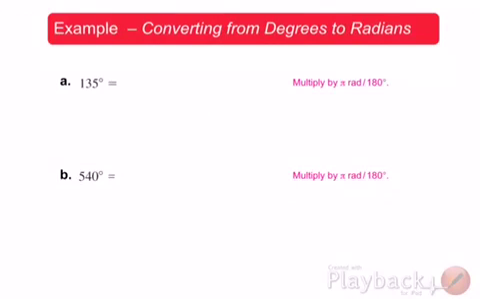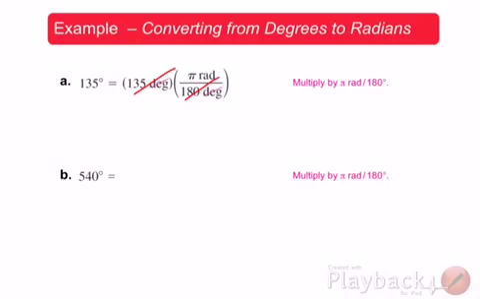So for this one here, it's 135 degrees, and I want to change it into radians. So if I look over here, I have to multiply it by pi radians over 180 degrees. Now the trick is, if you forget which way to do it, whether it's 180 divided by pi radians or pi radians divided by 180, the trick is the way you write it out. So I'm going to write out 135 degrees, and then I'm going to multiply that by pi radians over 180 degrees. And notice the way the degrees cancel.